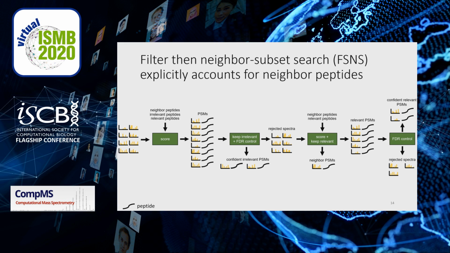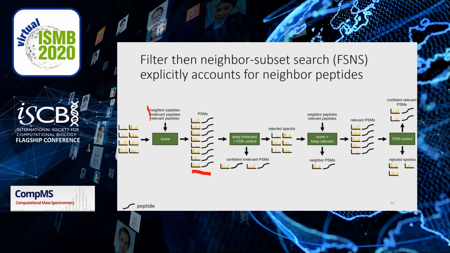So as a result of all these drawbacks of previously described methods, we have created a new method, filtered subset neighbor search, FSNS, that one, explicitly accounts for neighbor peptides, and two, doesn't have the low statistical power that group FDR has. The way this process works is that you take your experimental spectrum and do a database search against all peptides you expect to see in your sample, which include neighbor peptides, irrelevant peptides, and relevant peptides. After that, you get a list of PSMs.